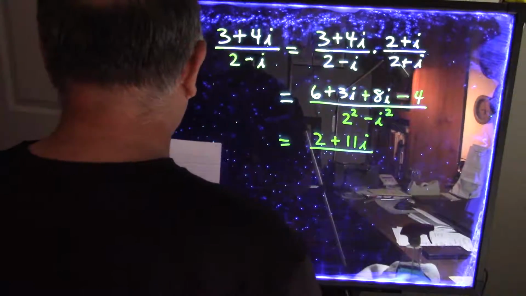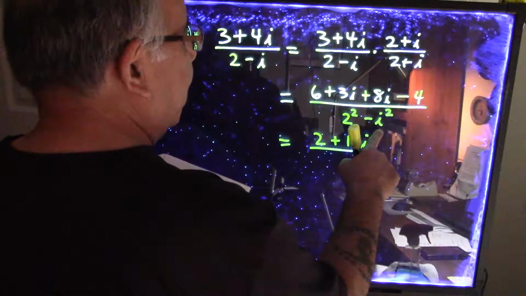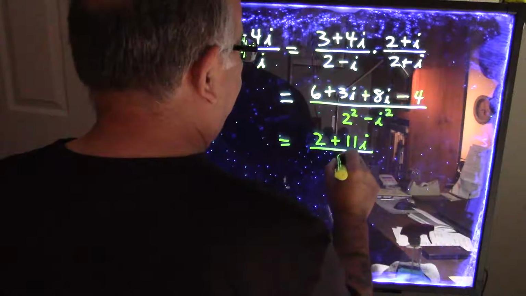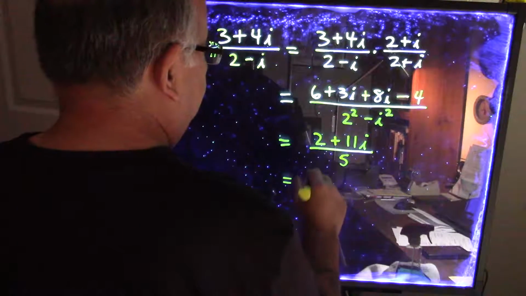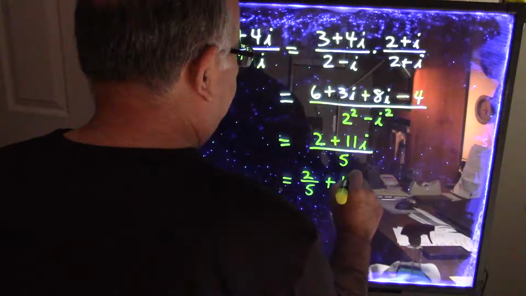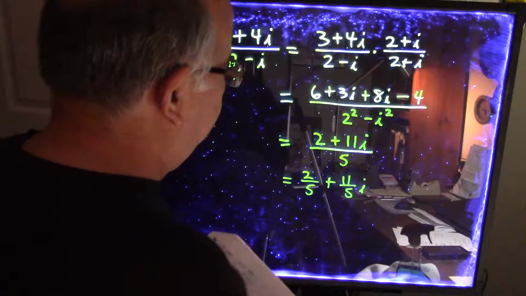And here we've got 4 minus i squared, which is negative 1. 4 minus a negative 1 is 4 plus 1, which is 5. So that would be 2/5 plus 11/5 times i.